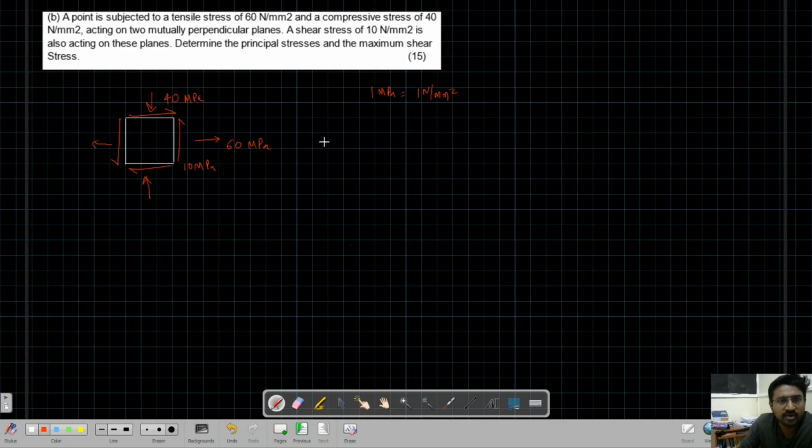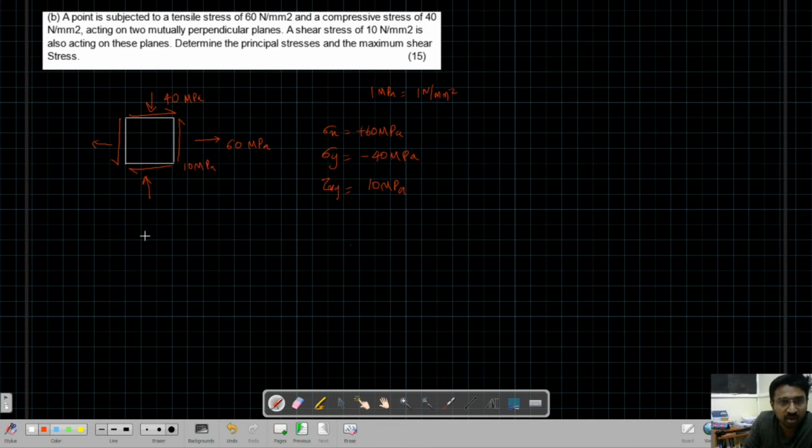Now all the values we got: sigma x is plus 60 MPa. Plus because it is tensile, that is a convention that we are using. Sigma y is minus 40 MPa. Again negative because it's compressive, that is a convention. Tau xy is 10 MPa. There is a sign convention for shear also. We are not getting into this because as per our formulas, the sign of the shear doesn't matter.